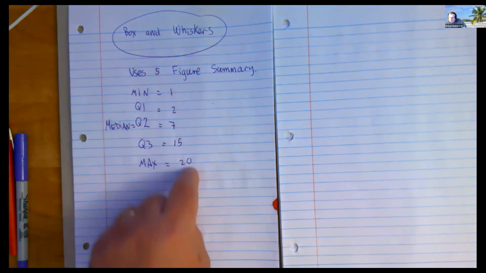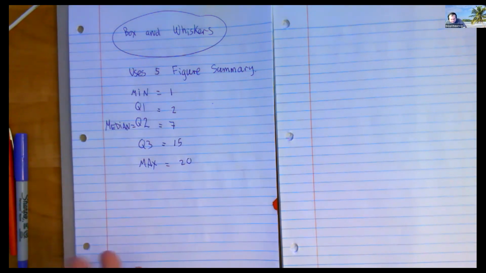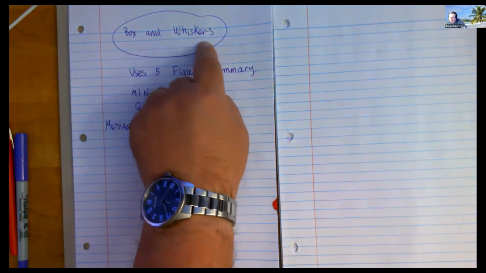This is called the 5-figure summary. On your calculator, these are the last 5 numbers that you'll see on your screen. So they're all there together in the order that you want. And this is going to create a Box and Whiskers diagram.